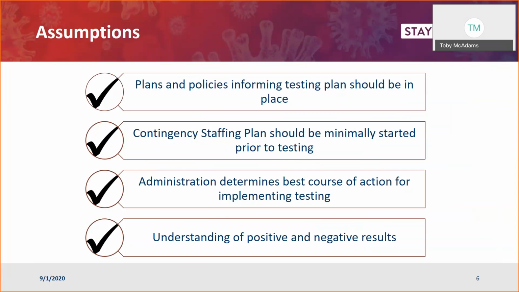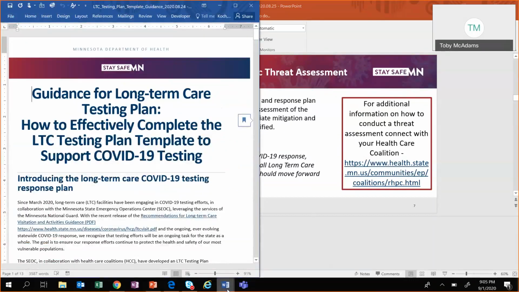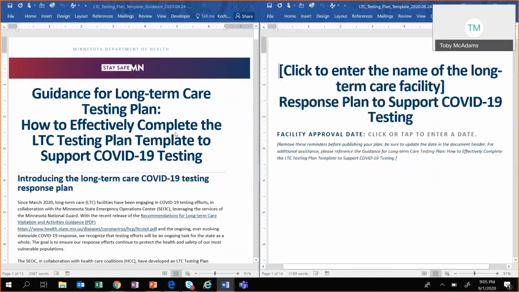Great. So we're going to go ahead and toggle over to our documents. And what you're going to find is that I have two documents. On my left-hand side, I have the guidance document, and on my right-hand side, I have the template itself. If I were you, I would print these out. I would have them side by side and walk through them together so that I can easily read the guidance as I'm filling out the template.